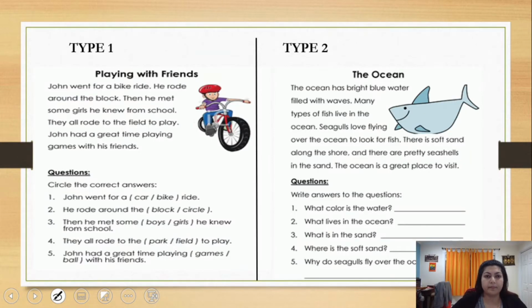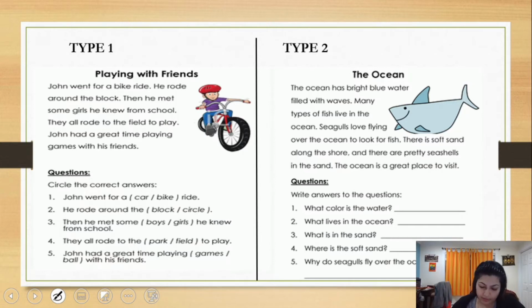Let's start. The type 1, the type of questions you get for comprehension, will be choice questions, where you'll have two choices and you have to recall from the text. So first let's read the text together.